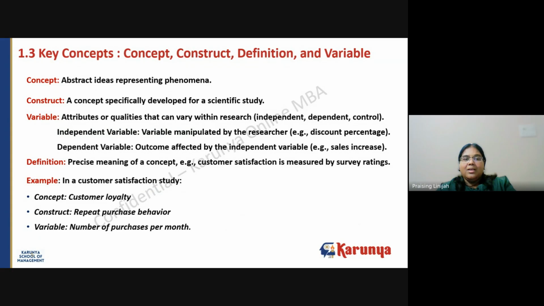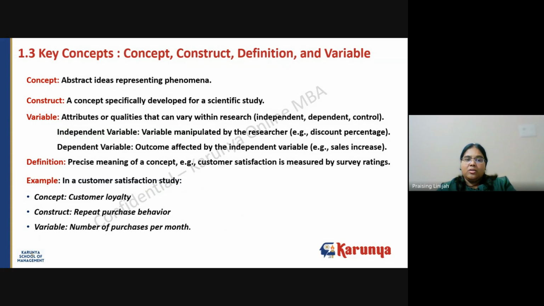So constructs are elaborate concepts for scientific studies, whereas variables are elements that can change, like for example, discount percentage or sales increase, which we can again identify as independent and dependent variables. Let me explain this basic concept with an example.